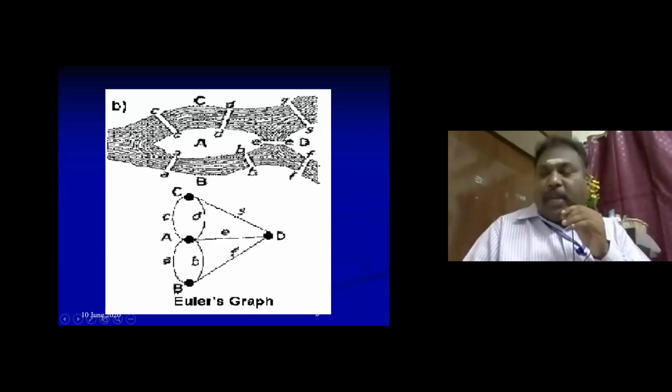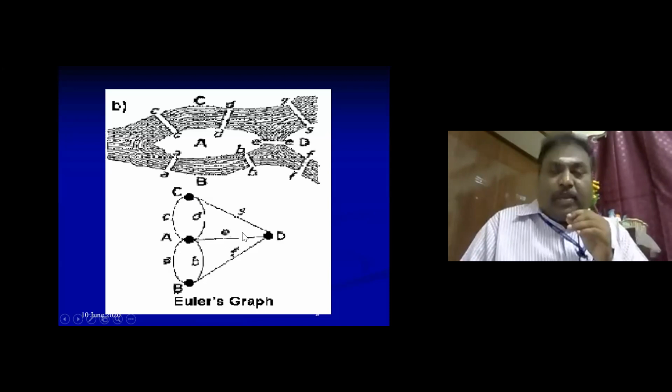Now, if you look at this graph, look at the vertex C, it has 3 lines incident, 3 bridges. So the degree is 3. This vertex A has degree 1, 2, 3, 4, 5. And this vertex B has degree 1, 2, 3. So all the vertices have odd degree.